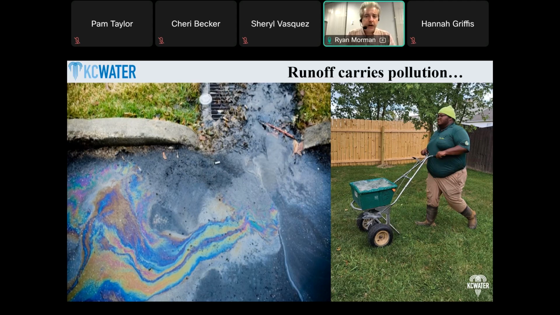And even with fertilizer, fertilizer can cause algae blooms. And same thing, algae, when it takes over a creek or a pond or a lake, that's going to steal the oxygen out, and then fish can start to die off.